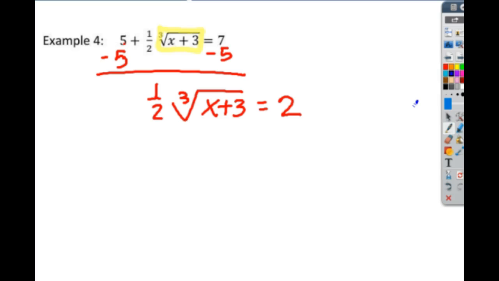What's the denominator here? And so you multiply this side by 2. If you multiply this side by 2, you've got to multiply that side by 2. The reason I multiply by 2, what's half of 2? 1. The 2's cancel. So I have the numerator.